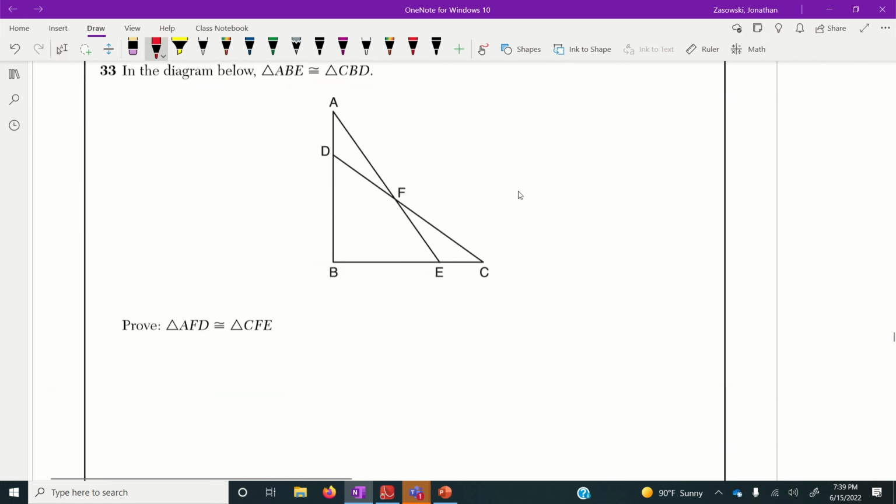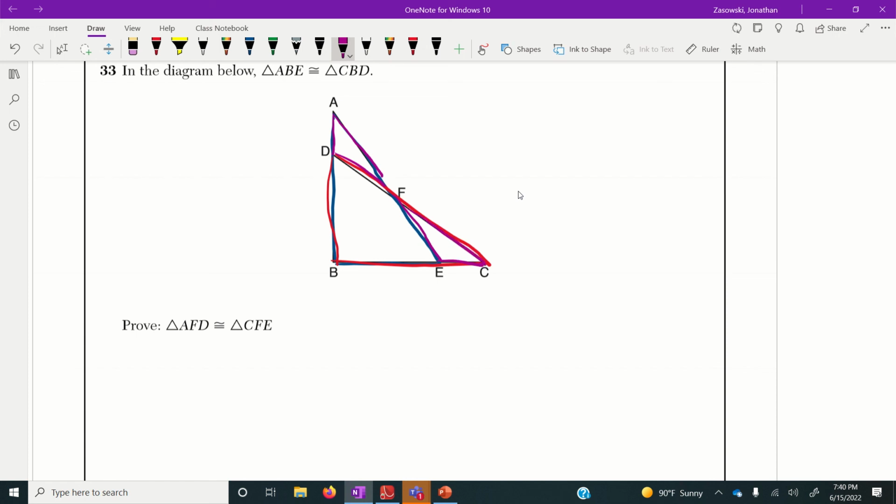33, prove that the triangles are congruent. So we know in the triangles below, here's what we know, okay, that these two triangles ABE, all right, and triangle DCB or CBD, we know that they're congruent. So next thing we want to focus on is what two triangles are shown are congruent. We want to show that triangle AFD and triangle CFE are equal.